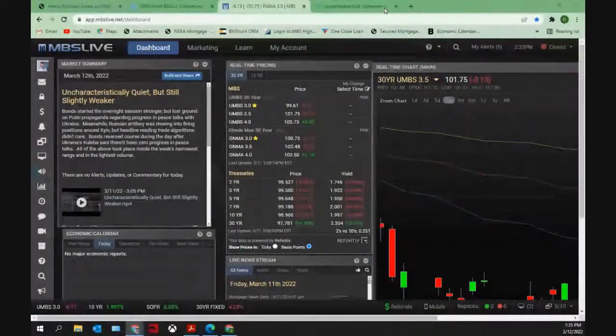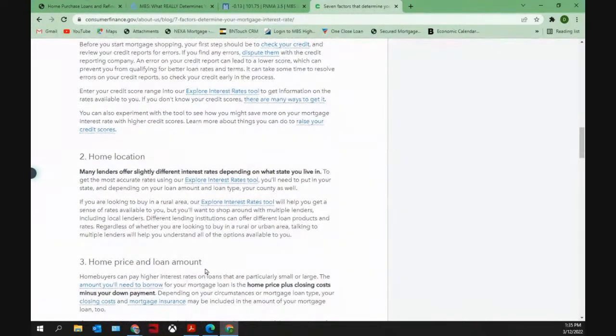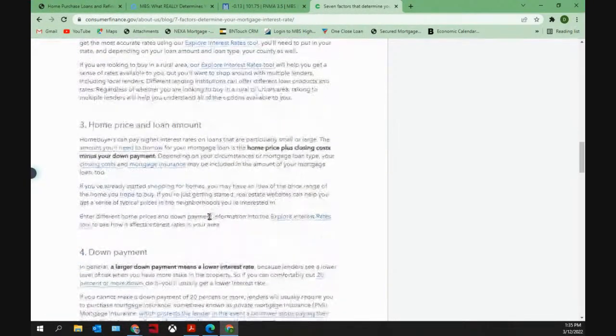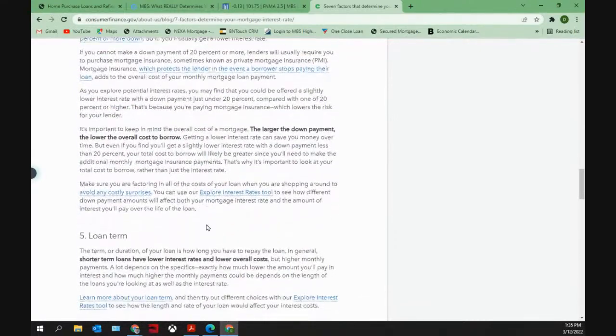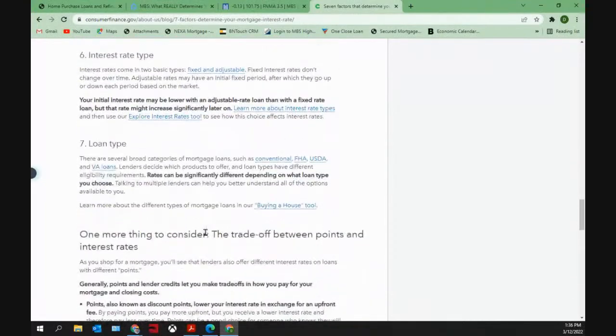Other factors that are involved with your mortgage rate are, let's go down through here, your credit score. And I'm going to show you how all this works. Your credit score, where the house is located, the house price and loan amount. That's going to factor in our loan to value, the down payment, the loan term, interest rate type, and loan type.